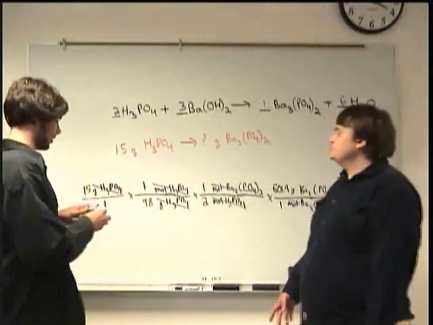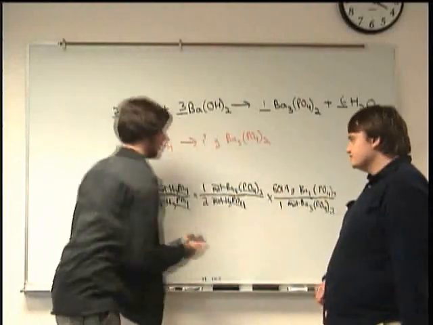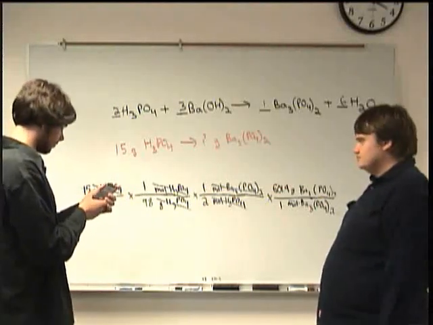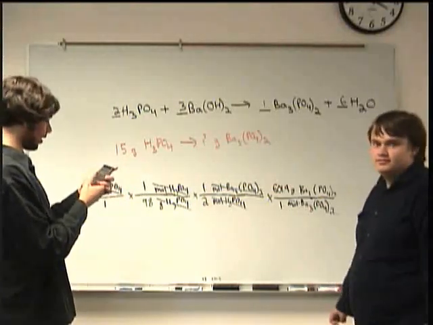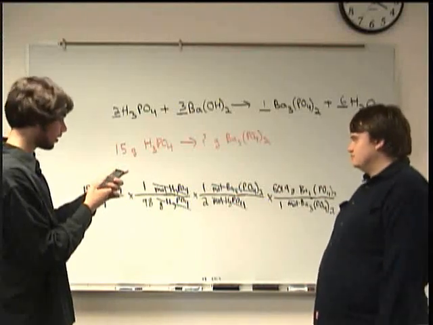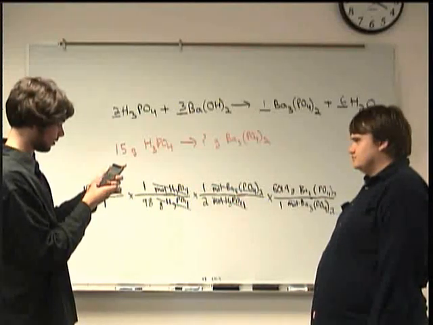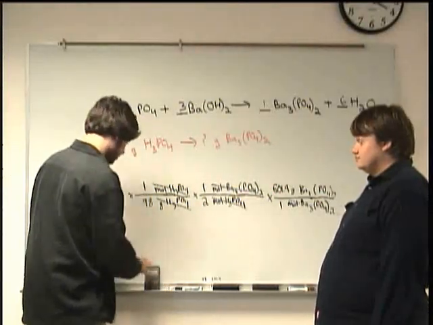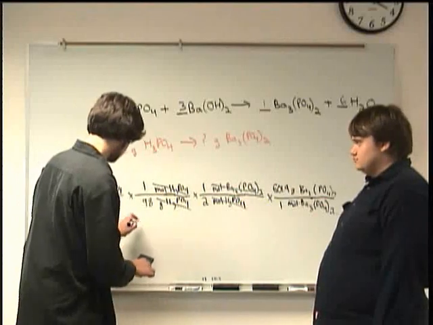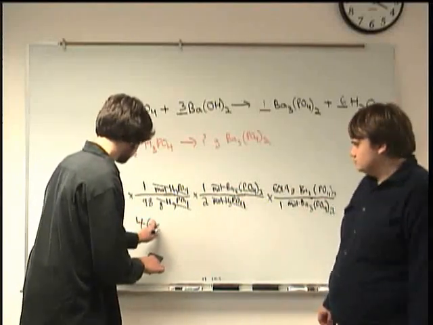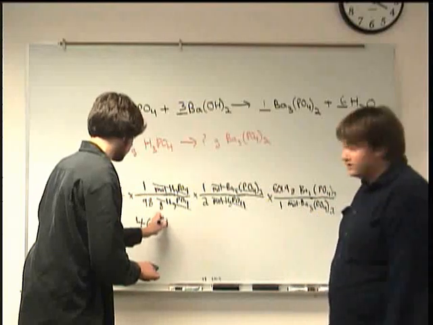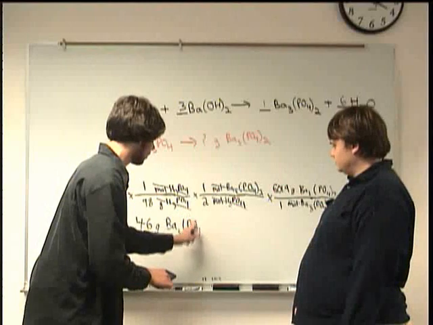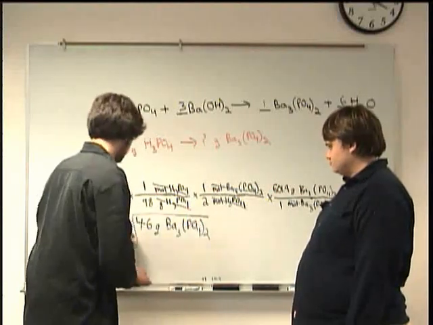I guess at this point, all that's left is plug and chug. Plug and chug, that's right. So, that divided by that, times that. We get a grand total of 46 grams of Ba3(PO4)2. And there we go.